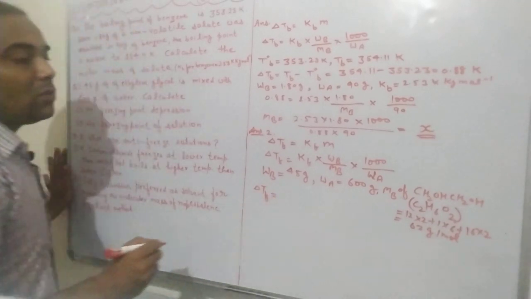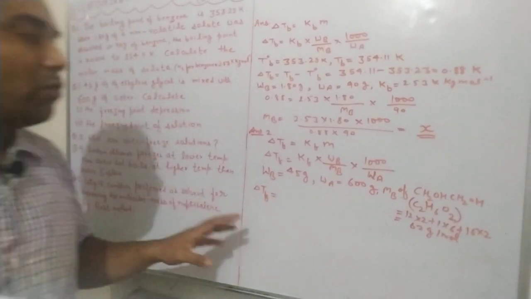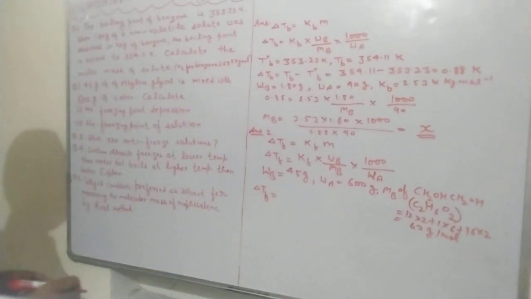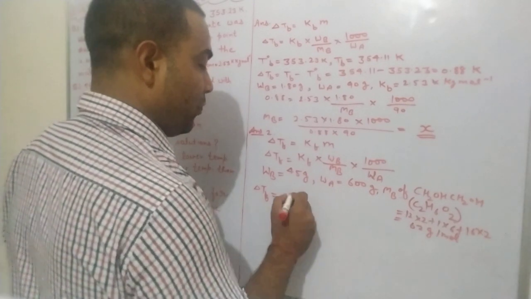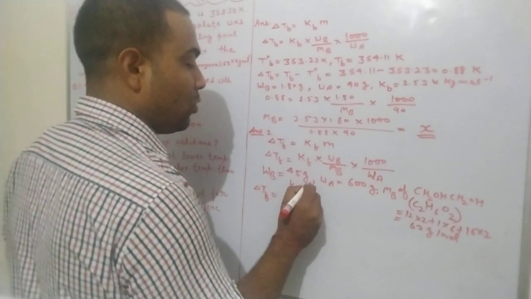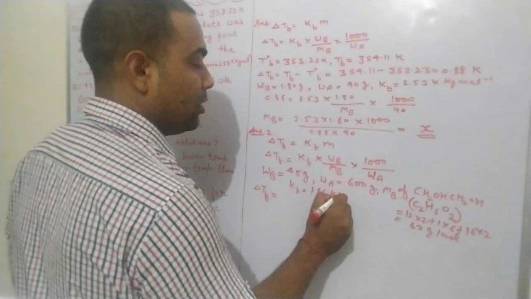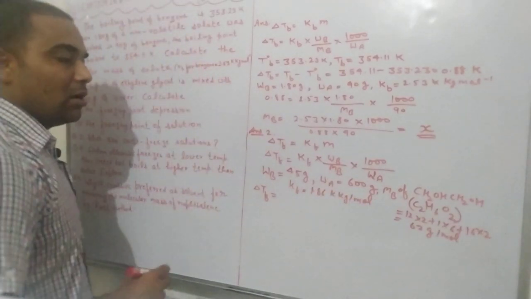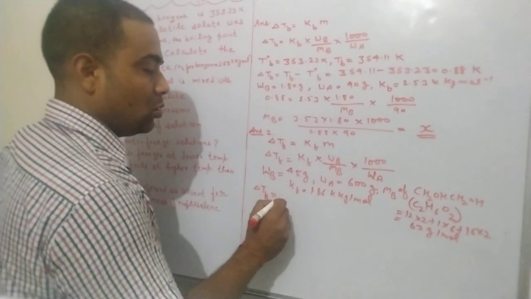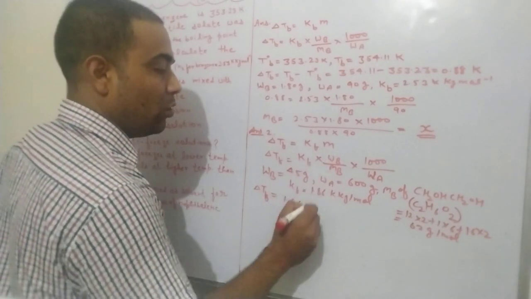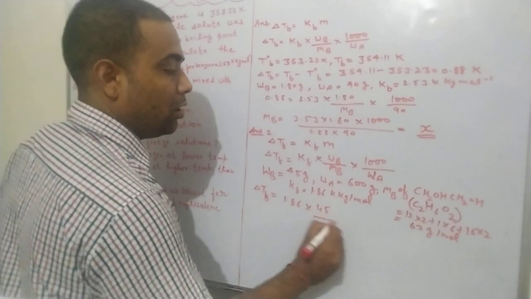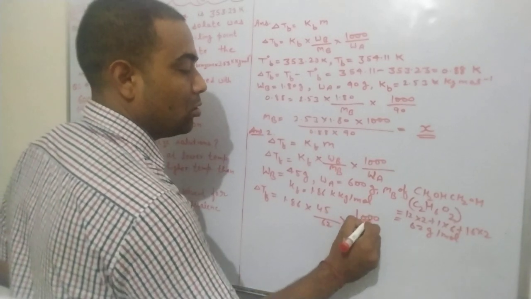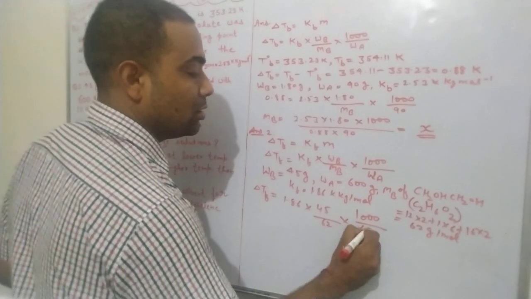Kf, yes, of course the freezing point constant of water is fixed, and that is 1.86 Kelvin kilogram per mole. Kf is also fixed for water, and that is 1.86 Kelvin kilogram per mole. So we should know this value too, it is fixed. So 1.86 into Wb, that is 45, divide by Mb 62, into 1000, divide by Wa, that is 600 gram.